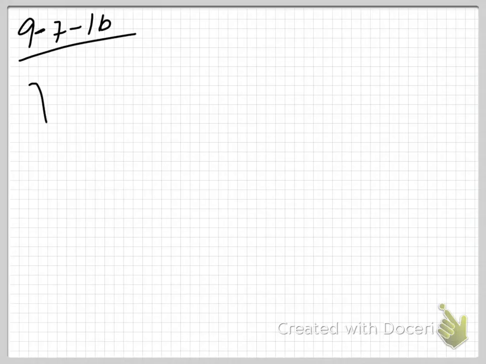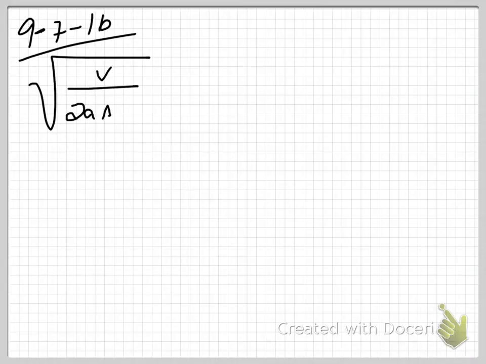Some dimensional analysis practice here on this beautiful 7th of September. And what we have, from the practice problems, is the square root of v over 2a delta x equals initial velocity, vi.